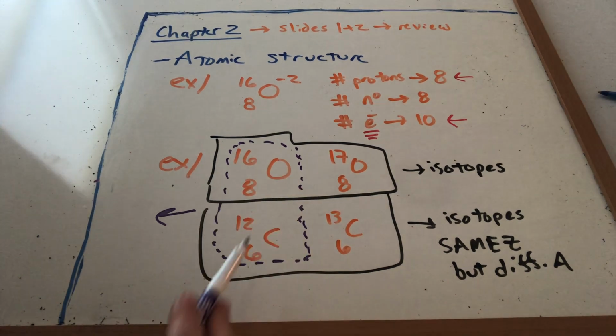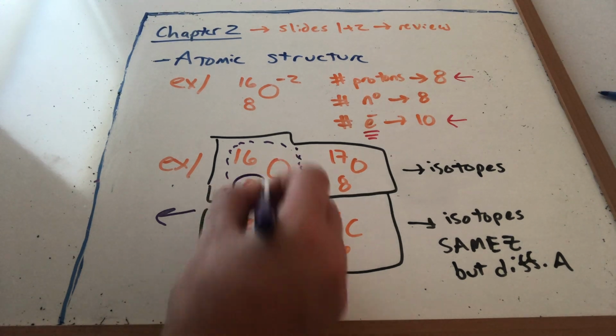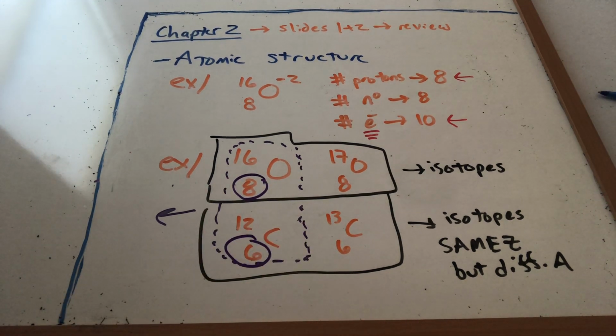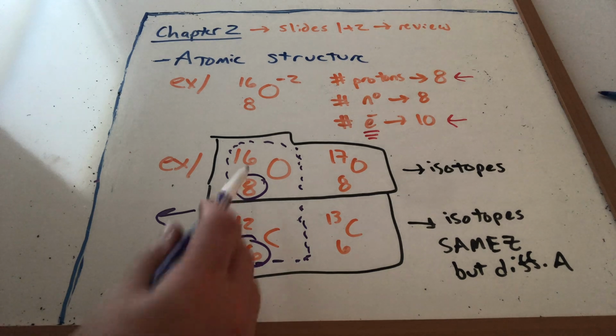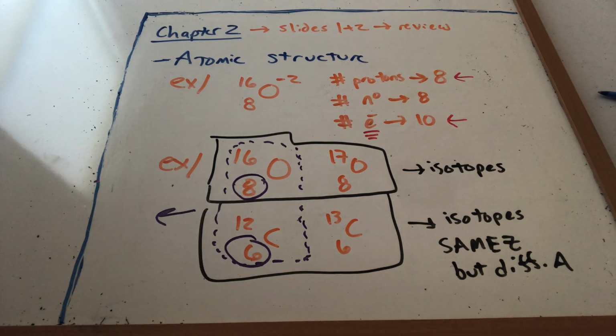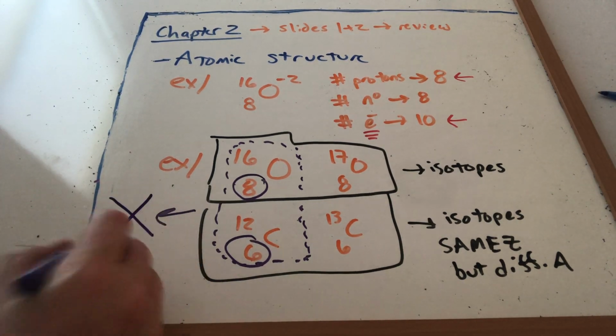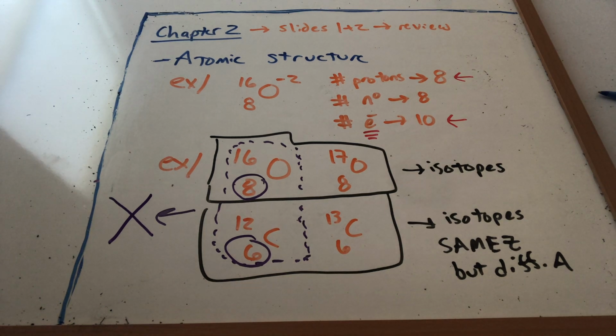Is oxygen 16 an isotope of carbon 12? Well, no. The first requirement is you have to be talking about the same element, okay? Are we talking about the same element here? Well, no. The number of protons determines the element. If one is 8 and one is 6, these are not the same, okay? So these would not be isotopes.